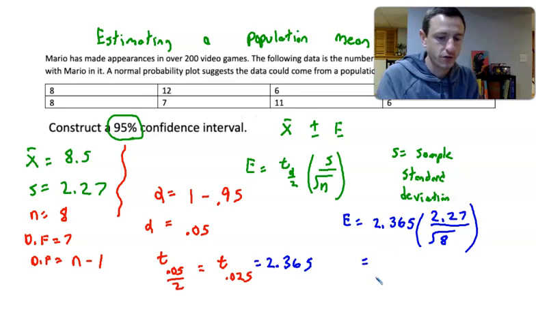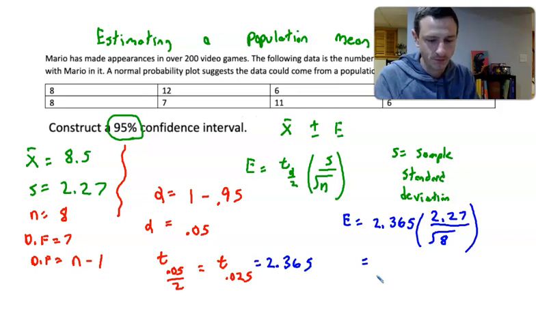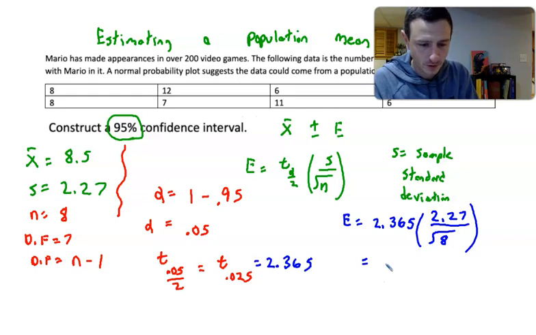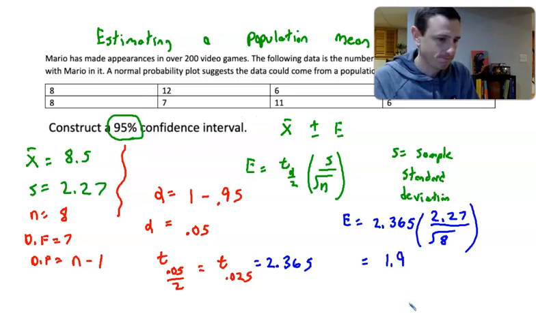So this is just hitting buttons in your calculator: 2.27 divided by the square root of 8 times 2.365, and we get a margin of error of 1.898. So I'll just put 1.9.